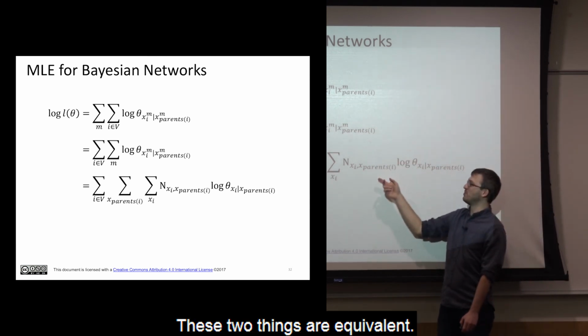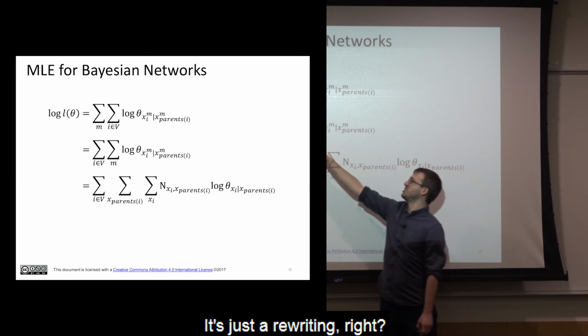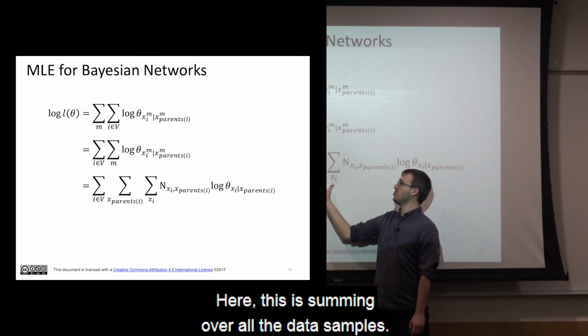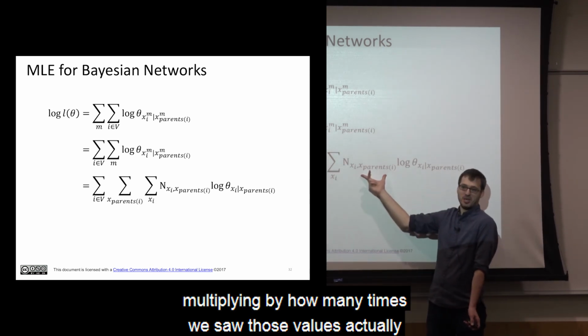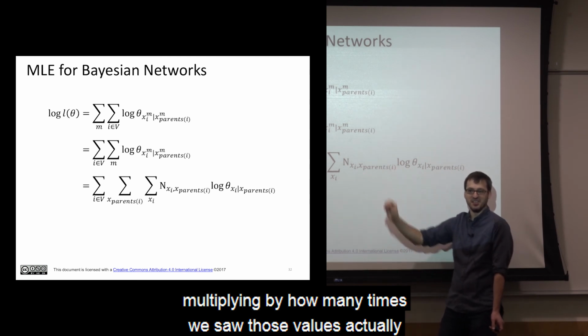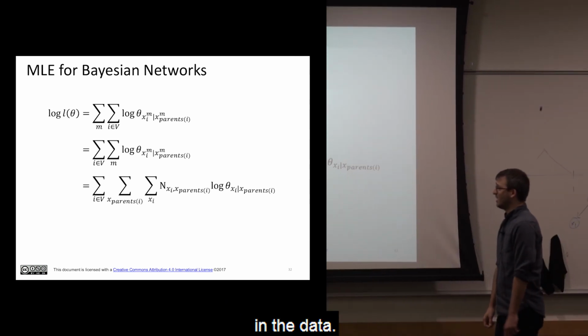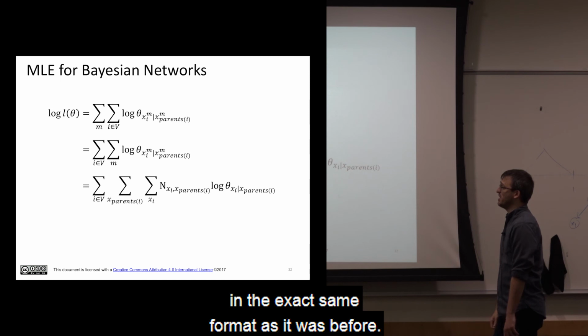So these two things are equivalent. It's just a rewriting. Here, this is summing over all the data samples. Here, we're summing over all the possible values, multiplying by how many times we saw those values actually in the data. And now it's basically in the exact same format as it was before, so we can take derivatives and solve.